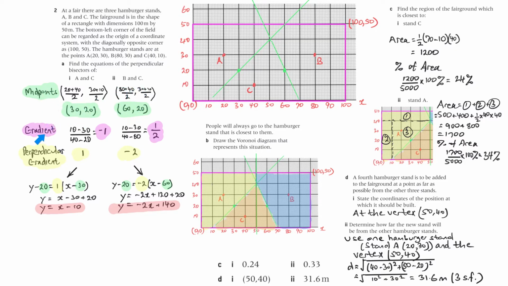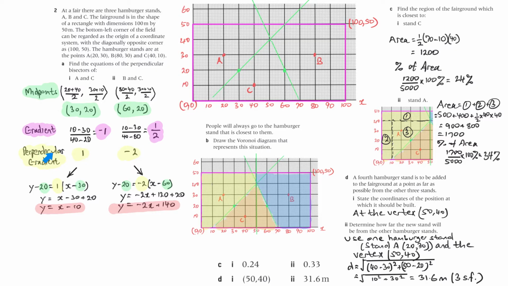Once you find the midpoints, you find the gradient. The gradient, A and C, it's going to be a negative gradient there. We're using A and C, so we're using this point and that point. Well, the gradient is y2 minus y1. That's 10 minus 30 on the top, and 40 minus 20, x2 minus x1, on the bottom. And you've got minus 1. Similarly with B and C, using B and C for this one.